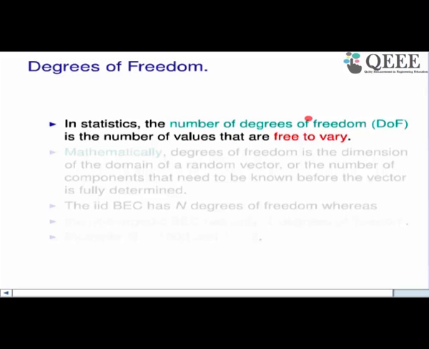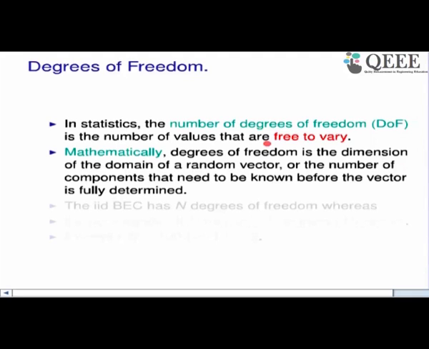It's a very old term. It was introduced in statistics way back in the 18th century. It tells you the number of values that are free to vary. So you receive certain inputs. The number of values that are free to vary is basically what gives you the degrees of freedom.